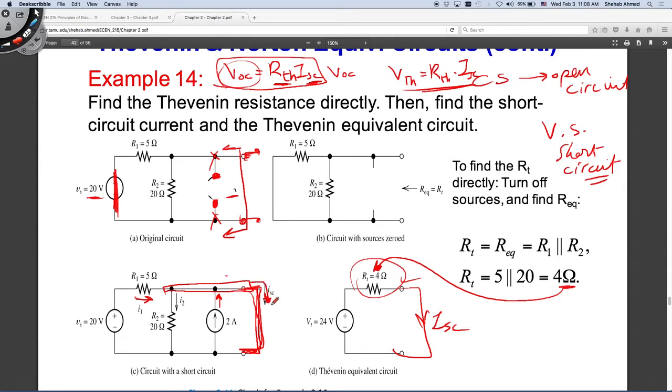Okay, so let's go on to the next page. So basically, I'm going to take I1, add it to 2 amps. These are the currents coming in. So I1 plus 2 amps is going to equal I2 plus I short circuit. Correct? This is my Kirchhoff current law at this node. What else do I know?